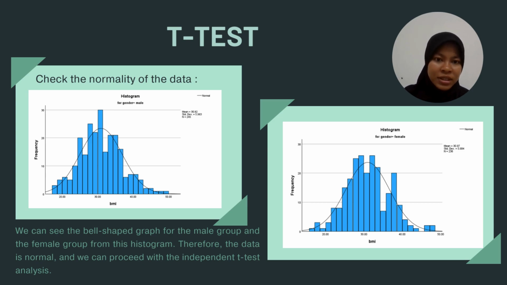From my left side is male, from my right side is female. From the graph, we can say that the data is normal because it has shown a bell-shaped graph for each group. Therefore, we can proceed with the independent t-test analysis.